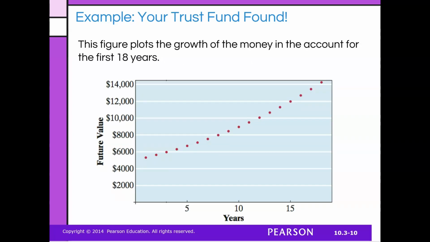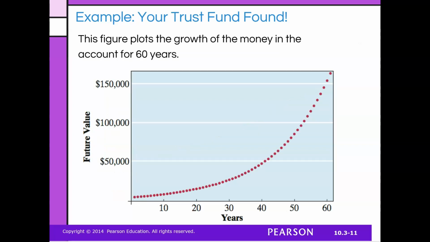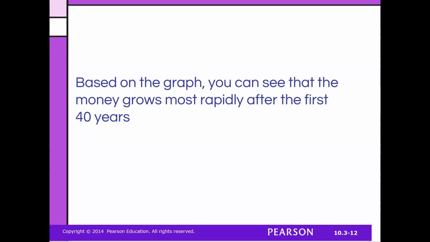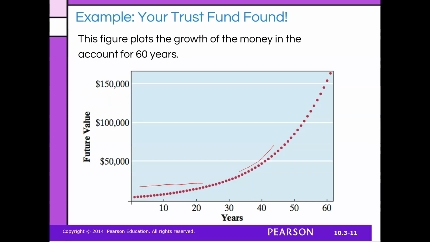So this figure shows the growth of money for the account over 18 years, and then this one shows it over 60. You can see that it's kind of flat here. It's not really flat, but flat means it's growing slowly. And then you can see that it's increasing in value. You can see that it grows most rapidly after the first 40 years. So let's go back here. This is really where it starts to kind of swing up.